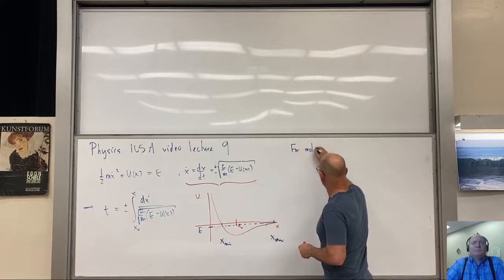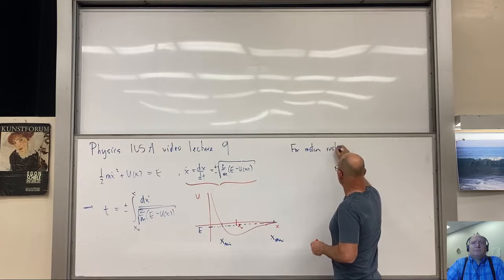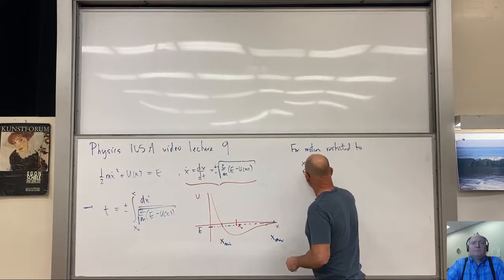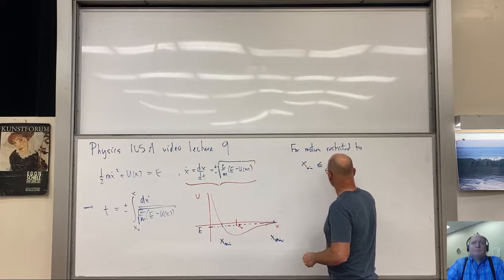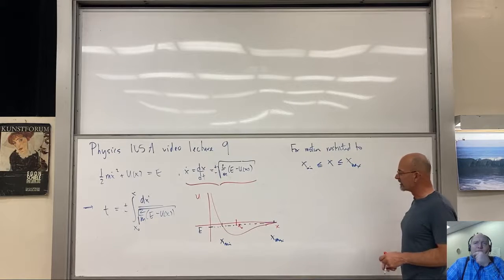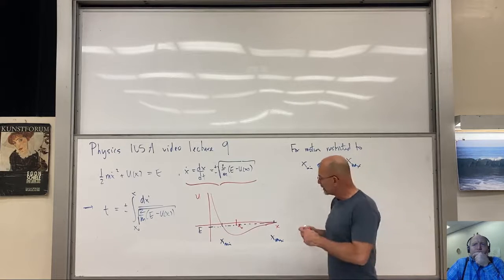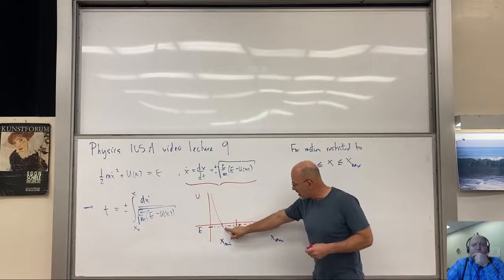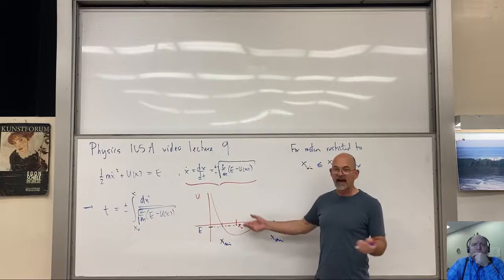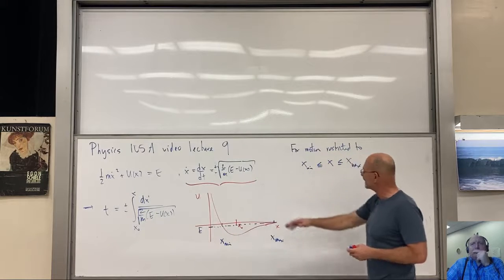So for motion restricted to x min less than or equal to x less than or equal to x maximum, for that motion that's restricted there, you can always just imagine a ball rolling, something sliding between here and here without friction, back and forth. That's what your oscillation is in a potential well.